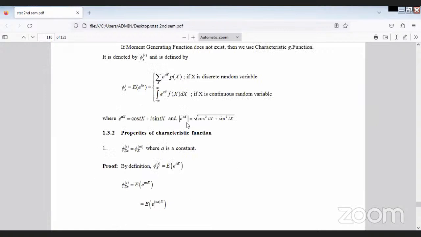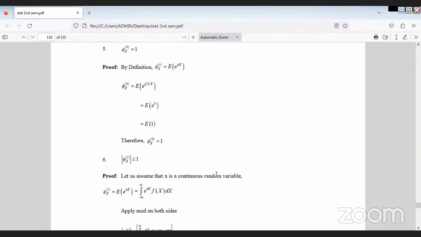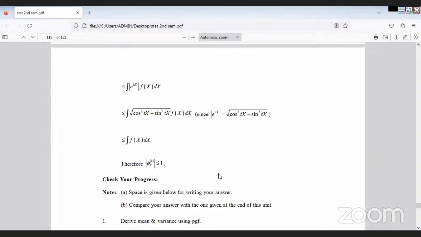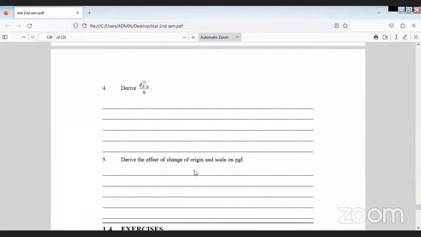E power itx, what is this one? Okay, Shravani, mod of e power itx means under root of cos square tx plus sin square tx. So we can take this form. Therefore, under root of cos square tx plus sin square tx times f of x dx is less than or equal to the integration of f of x dx. So that is mod of phi of x at t less than or equal to 1. This is one of the methods of this unit.